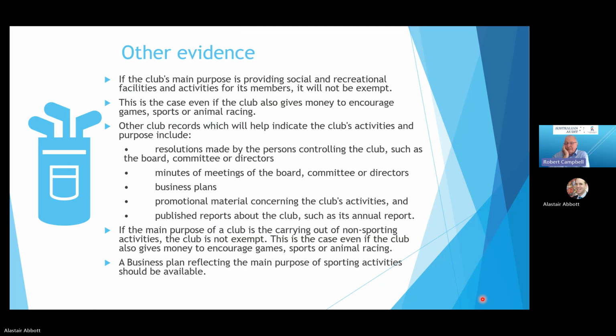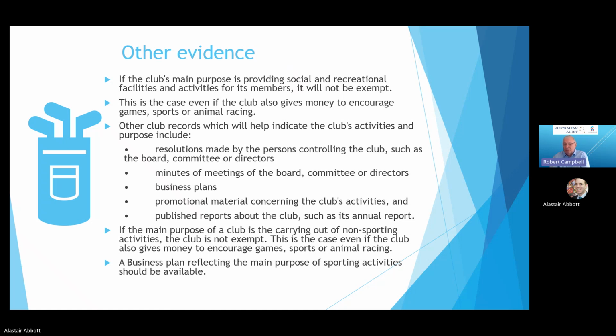Now, if you've got a problem with the Constitution and the ATO asks you questions about it and you haven't changed it, you can look towards your main purpose being evident in other things. But if the club's main purpose is providing social and recreational facilities for its members, it won't be exempt. This is the case even if the club gives money to encourage games, sport and racing. However, other club records will help to indicate the club's activities and purposes.